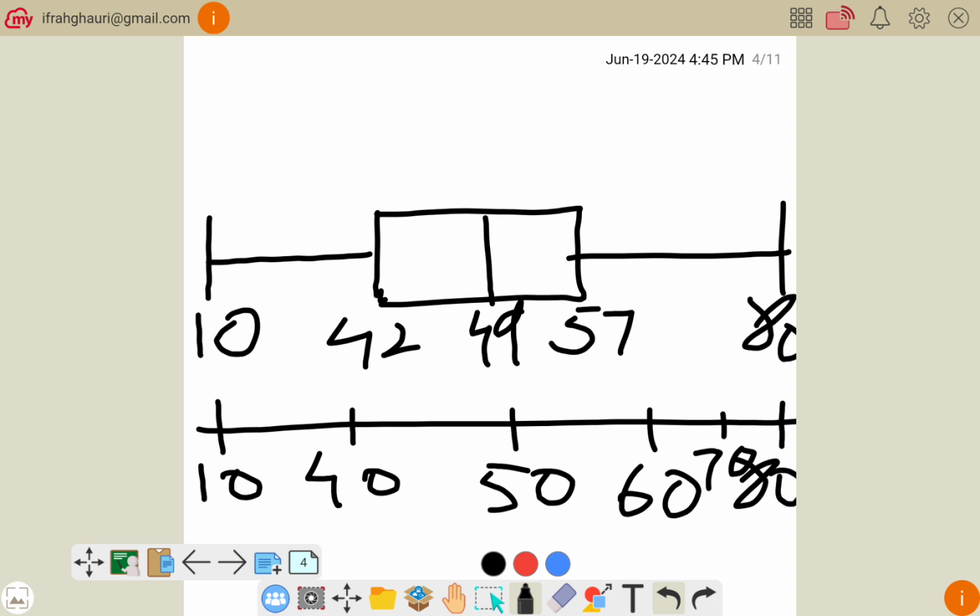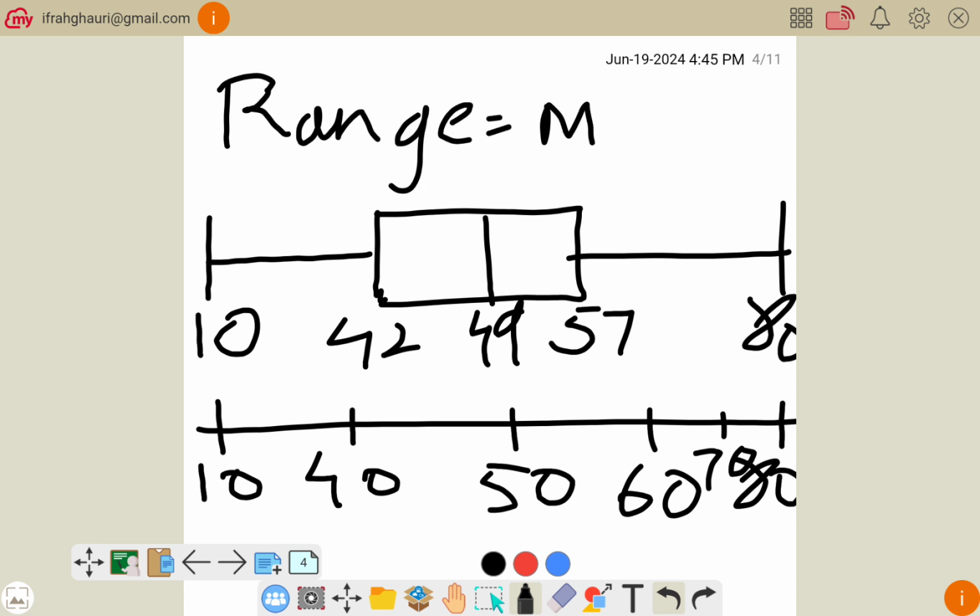Now let's have a look at some of the examples. The final figure is called the box and whisker plot. From the box and whisker plot, the range is equal to maximum minus minimum. So what is the maximum value? 80. And what is the minimum value? 10. So 80 minus 10, which is 70 kilometers per hour, is the range.